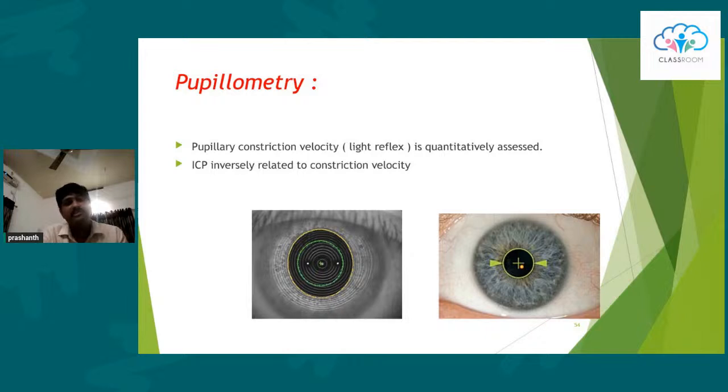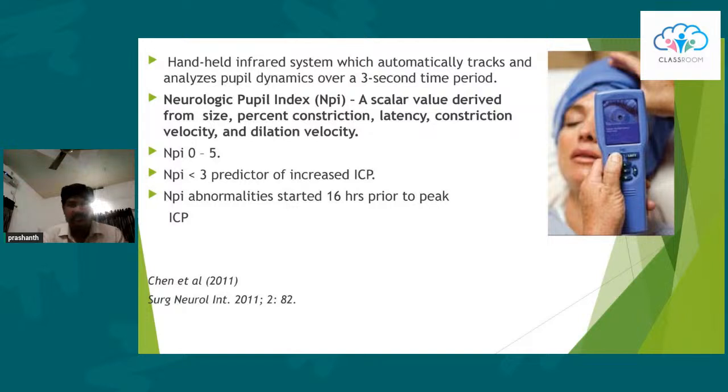The other non-invasive technique that is used is called pupillometry. So pupillary constriction velocity is qualitatively assessed. So pupillary response to light reflex is inversely related to the ICP. There are systems which are infrared based, which automatically track the movement of the pupil and give a pupillary score that is called NPi, neurological pupil index, which is a scalar value which is derived from the size, percent constriction, latency, and the dilatation velocity, and a value somewhere between 0 to 5 is given. An NPi value of less than 3 is a predictor of increased ICP. And the advantage here is that the pupillary abnormality starts 16 hours prior to the actual peaking of the ICP.